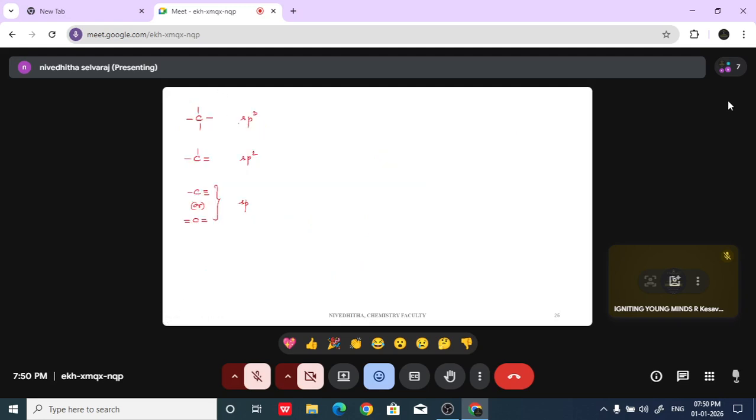If the hybridization is sp3, then the geometry is tetrahedral. If the hybridization is sp2, then the geometry is trigonal planar, or triangular planar. If the hybridization is sp, then the geometry is linear. So these are the geometries. And if the geometry is tetrahedral, what will be the bond angle?